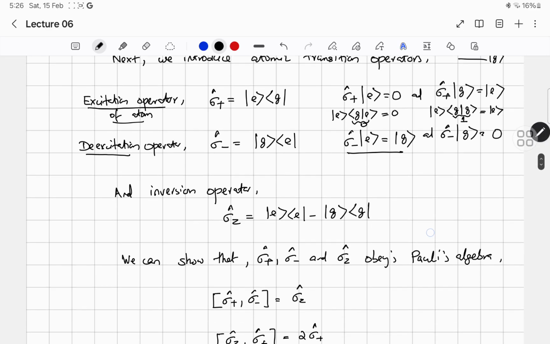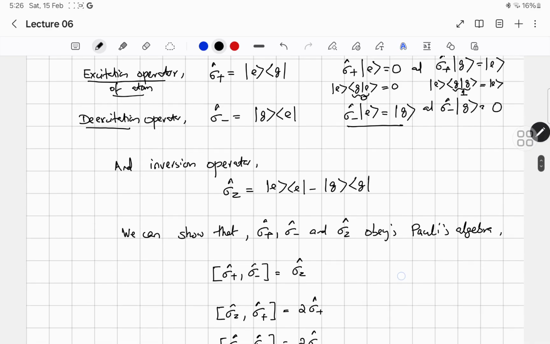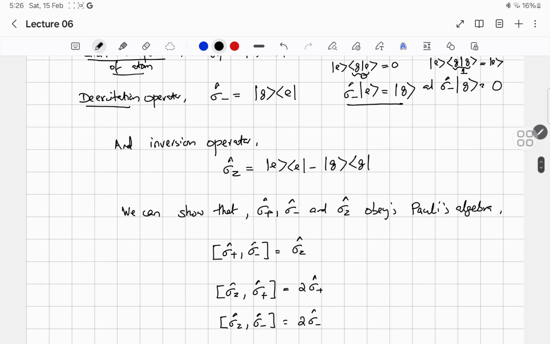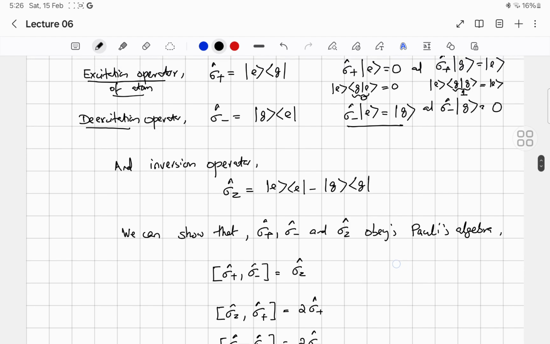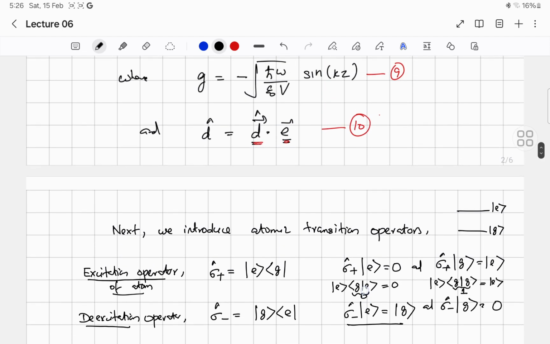After that we are going to introduce another important operator called the inversion operator. I am going to denote the inversion operator by the symbol sigma z. So sigma z is the outer product |e><e| minus the outer product |g><g|. I am not going to discuss what its action is; we will see it later. So I have defined three operators: sigma plus, sigma minus, and sigma z.